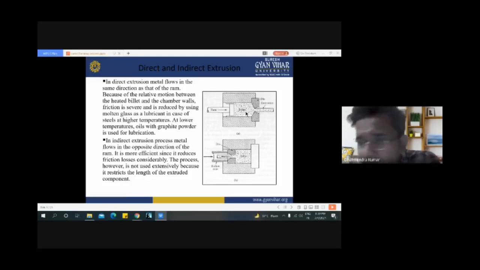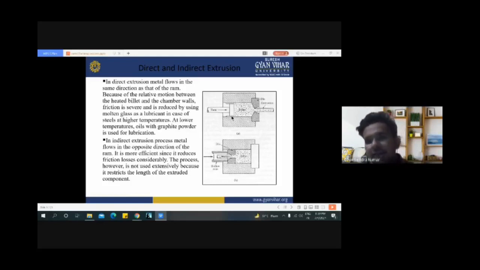We have already discussed that it is very convenient with the use of hot material, and for some softer material we can use a cold process also. Here this one represents direct extrusion, and this one is indirect extrusion. The main difference between direct extrusion and indirect extrusion is the direction of flow of the material.